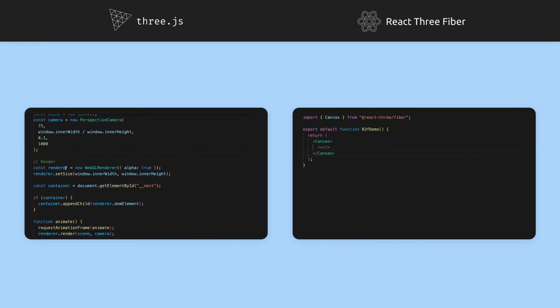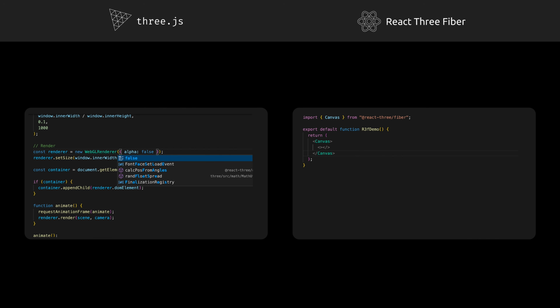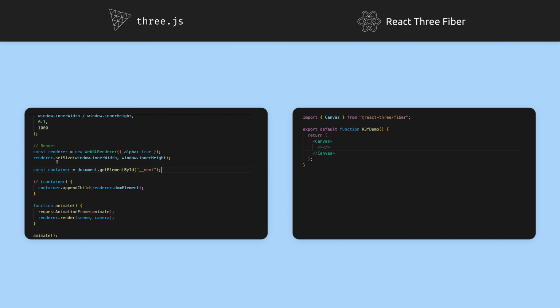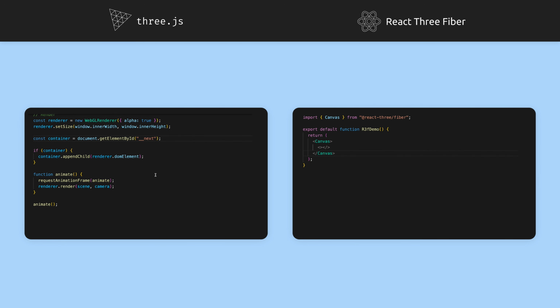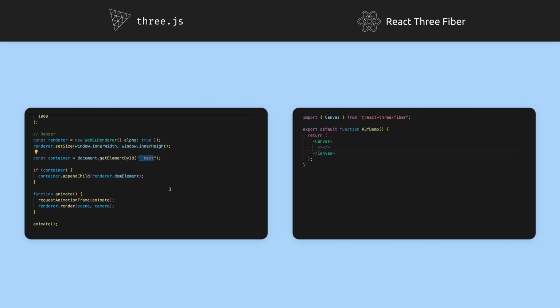Next, when you're building a Three.js project, you're going to need to create a renderer. Three.js supports multiple renderers, the most common being the WebGL renderer, so we're going to use that. By default, it does not have a transparent background, whereas React 3 Fiber does, so we're going to set alpha to true to enable that, otherwise it would be a black canvas. We're going to set the renderer to the window inner width and height, and then we are going to append it as a child on the web page. This is a Next.js project, so that's why I'm using this element as my container.